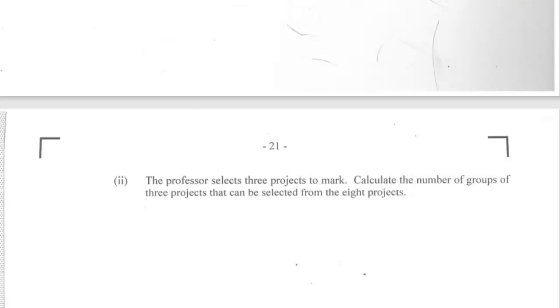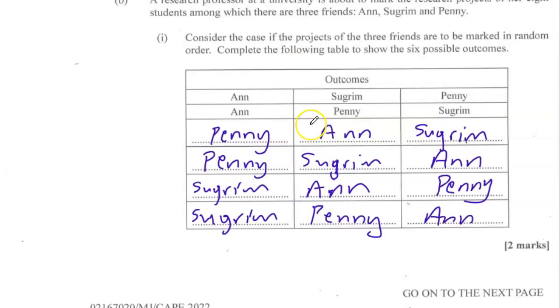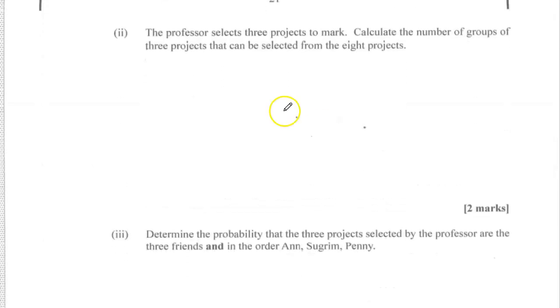Calculate the number of groups of 3 projects that can be selected from the 8 projects. This is a question where we need to consider whether or not the order of the names is important. Based on what is happening here, the order matters, the order is important. So we're going to use 8P3.